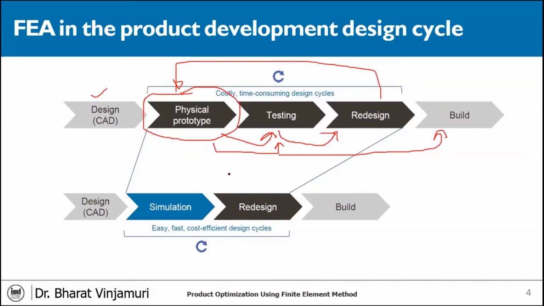But in the case of simulation, the finite element model, we create a CAD model, simulate it, try to understand, and redesign. Obviously the simulation happens on the computer, and we change small parameters, redesign it and create everything. Sometimes in some areas a prototype is necessary, but we create only one prototype here, not many as in the conventional process. So it saves time for us. It is easy, fast and cost efficient design cycles that will be developed using FE.